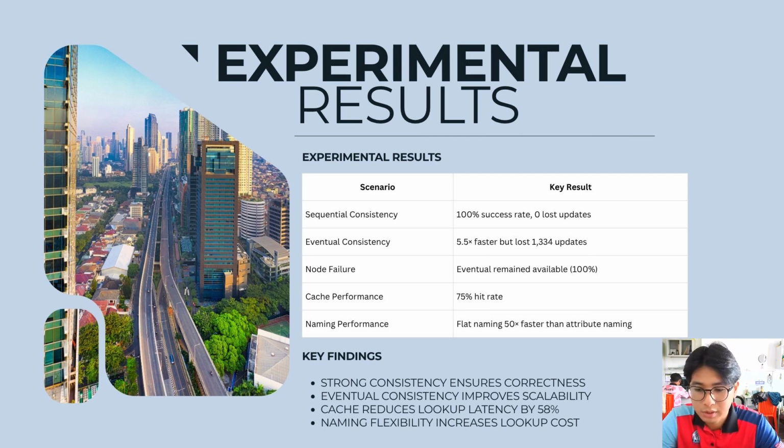For naming performance, flat naming achieved the fastest lookup time at only 0.002 millisecond. Structured naming required approximately 0.05 millisecond, while attribute-based naming required around 0.1 millisecond. Although attribute-based naming is slower, it provides greater flexibility for dynamic service discovery. We also evaluated caching performance using the LRU cache. The system achieved a 75% cache hit rate and reduced lookup latency by 58% while using only a small amount of memory.